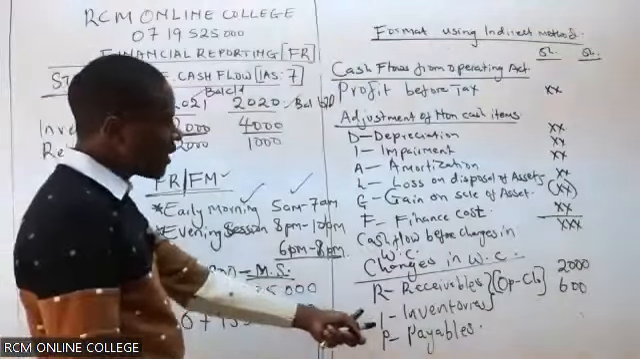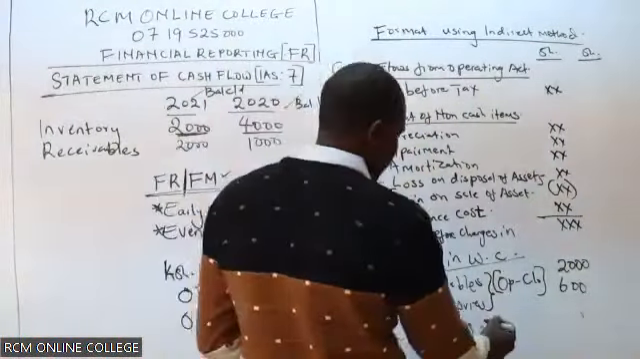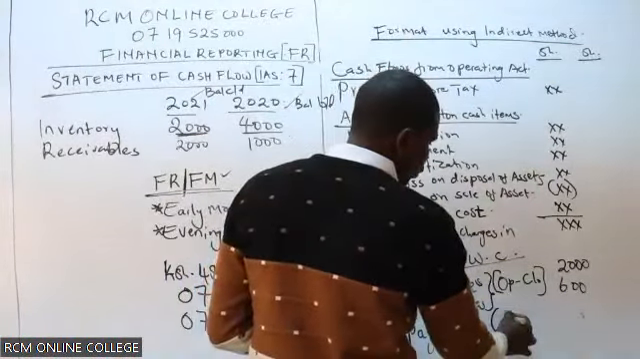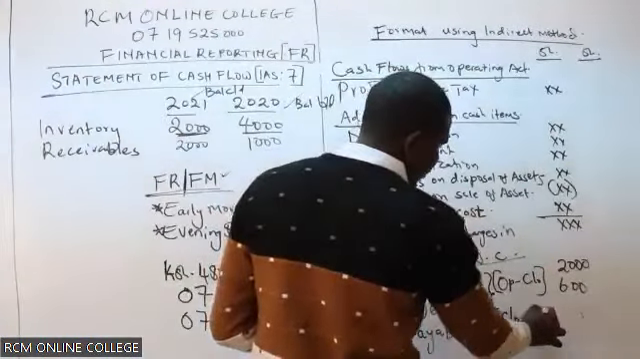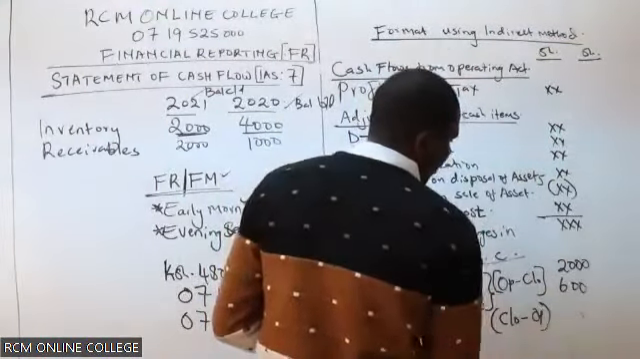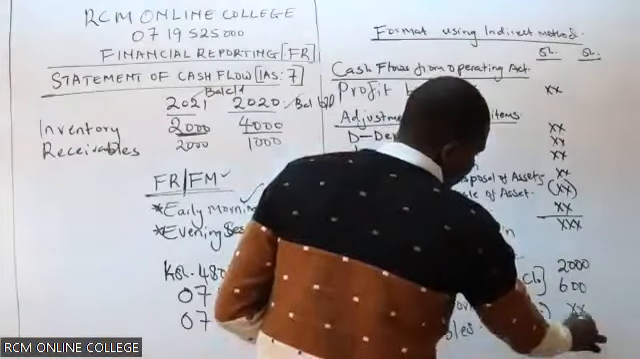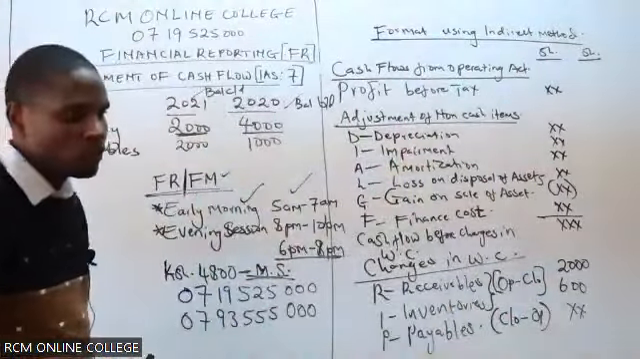So for the payables, please, we do the opposite. Closing minus opening. Closing minus opening. And whatever you get, you just place it at that point.